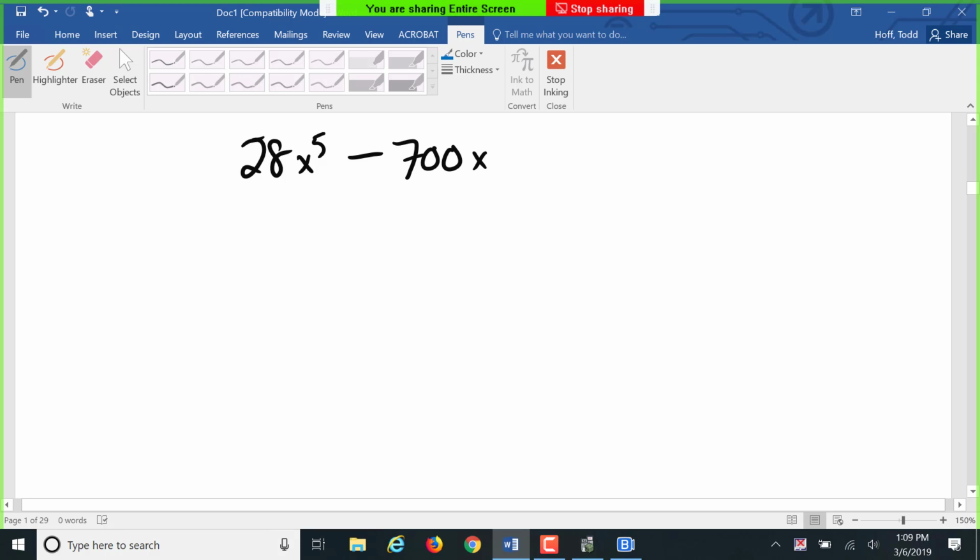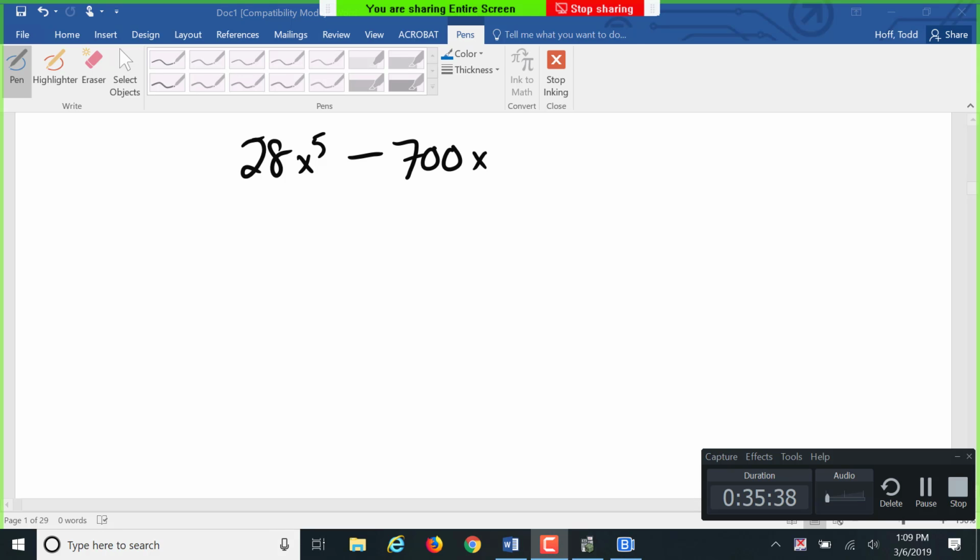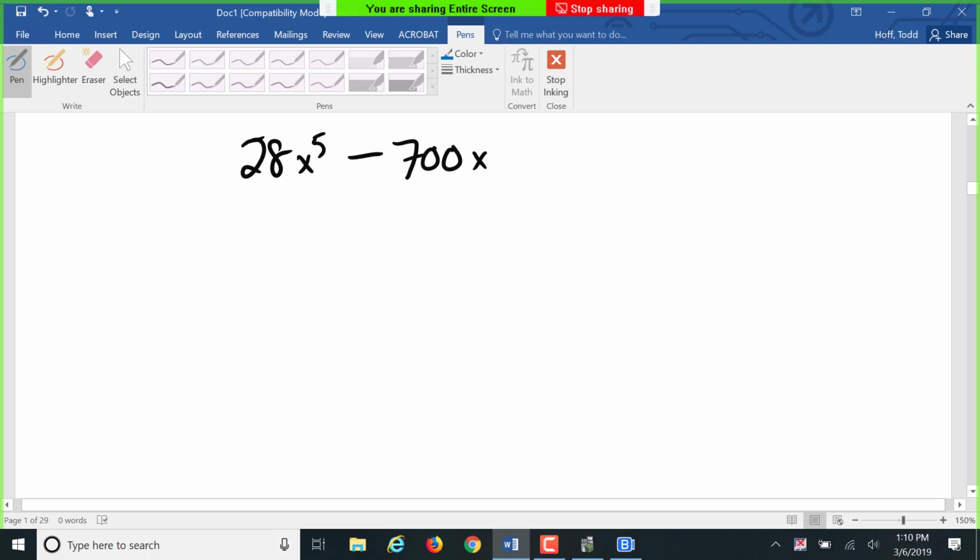Give that one a shot. So the first thing we notice here is what? You can get out a 28x. Good. Once we divide by 28x, what do we get? X to the fourth minus 25.